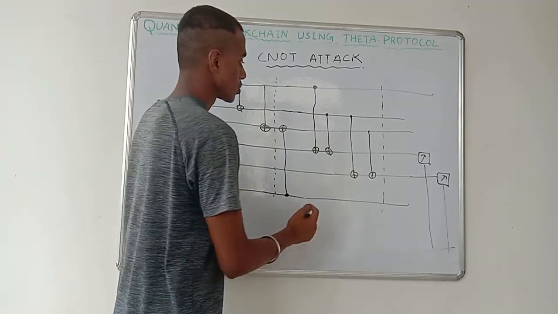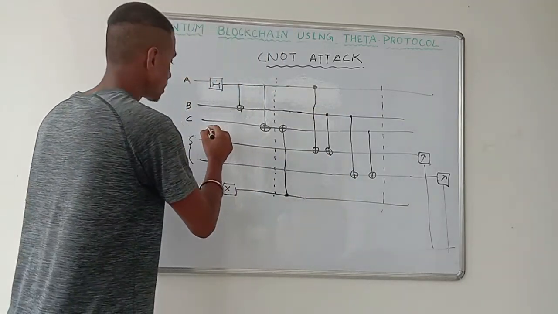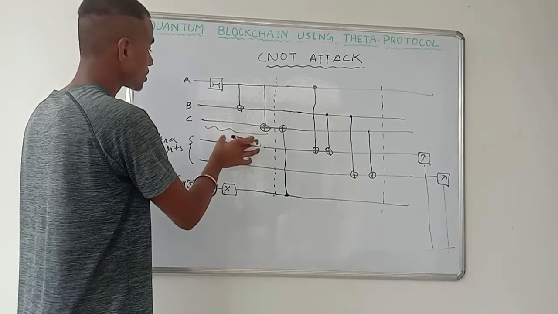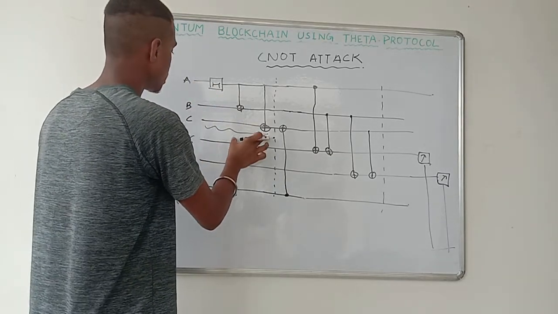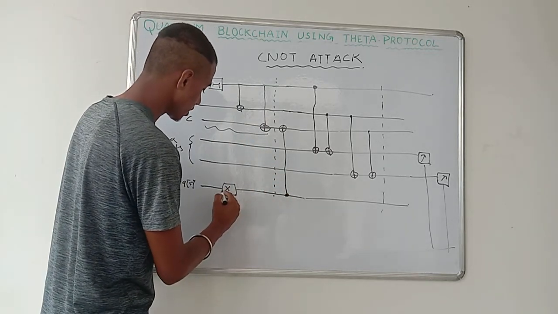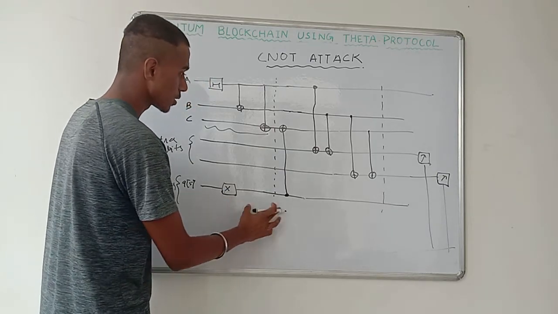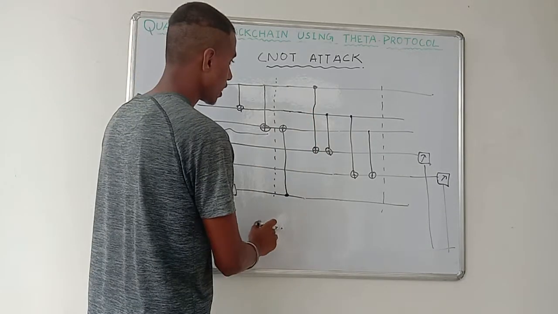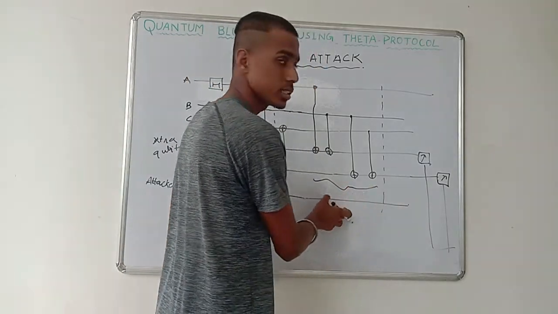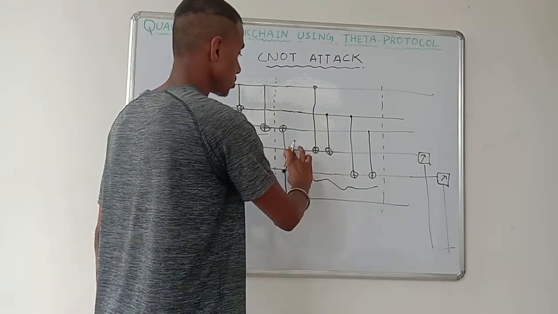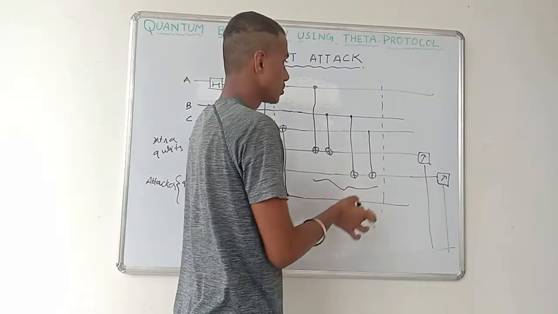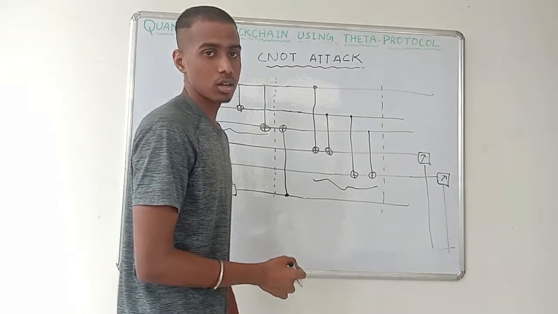Up to this point we saw that a ZZ state is being shared by A, B and C, and right after it the attacker performed a CNOT attack to steal the information. And again we saw how we detect this attack by using two ancilla qubits and measuring those ancilla qubits. This is all we have done.